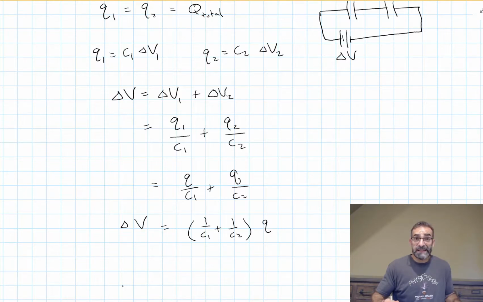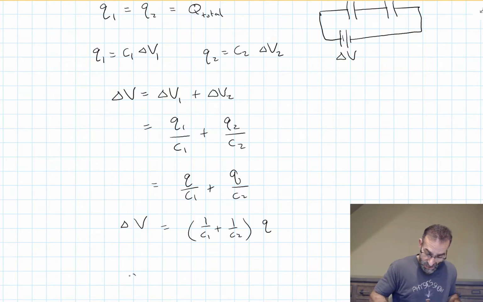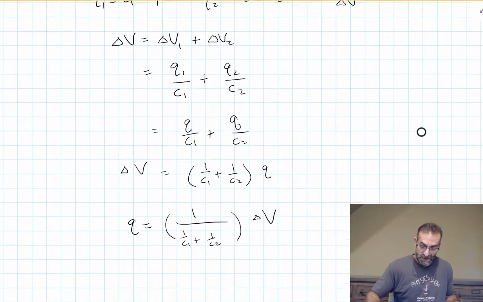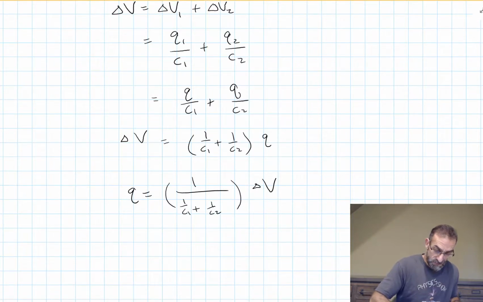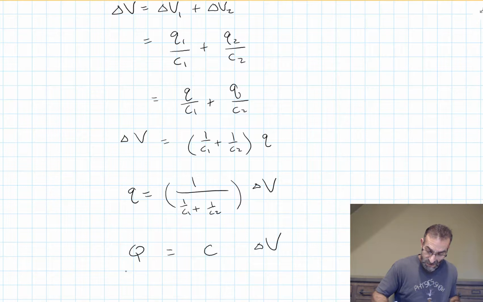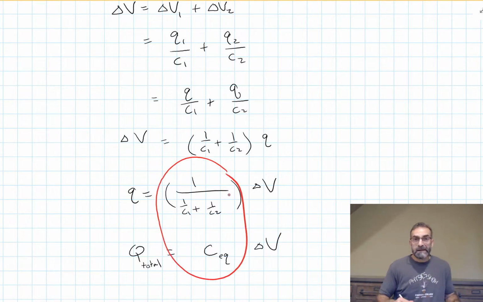And I want to get this equation into the form Q equals CV. Q is equal to 1 over... Q equals CV is our equation. Let's just write it in here. This is the total charge. This is the equivalent capacitance. And that's how you derive it.